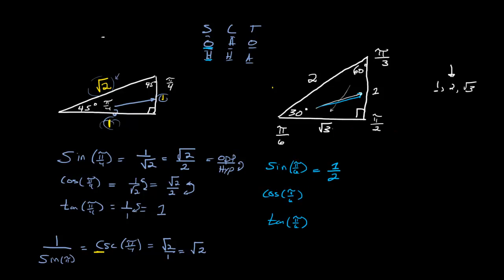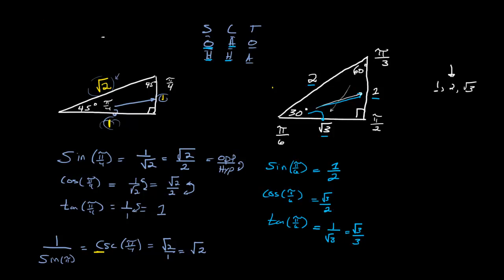Cosine of pi over 6 is going to be the adjacent over the hypotenuse. So the adjacent to 30 degrees is what attaches to that angle, or what's below that angle in this circumstance. So we're going to have square root of 3 all over the hypotenuse, which is still that value of 2. So the cosine of pi over 6 is square root of 3 over 2. And then the tangent of pi over 6 is opposite over adjacent. So the opposite is going to be 1 over the adjacent, which is going to be square root of 3. So we have 1 divided by square root of 3, which rationalizes to square root of 3 all over 3.